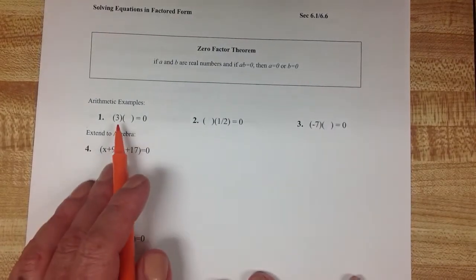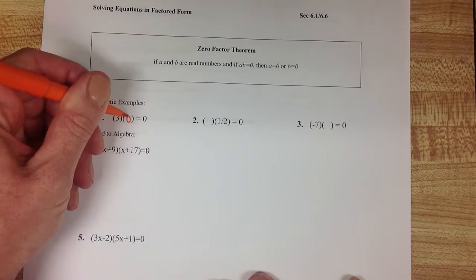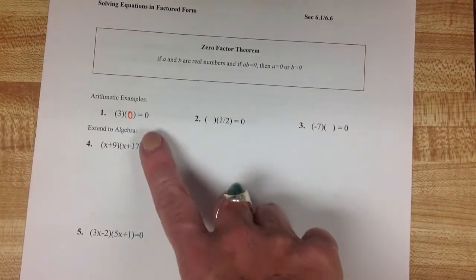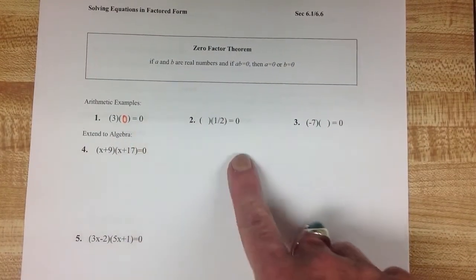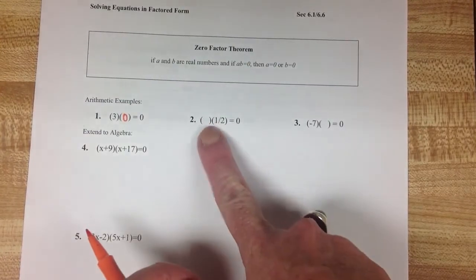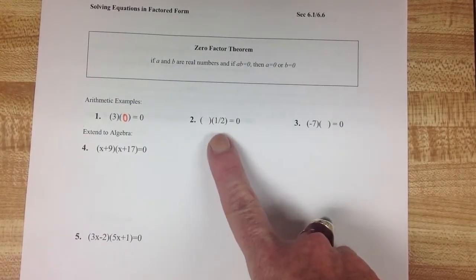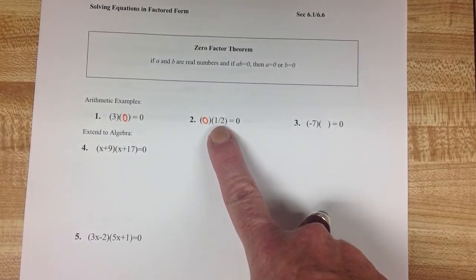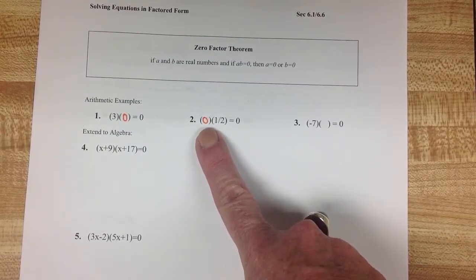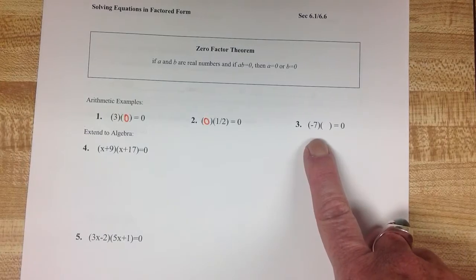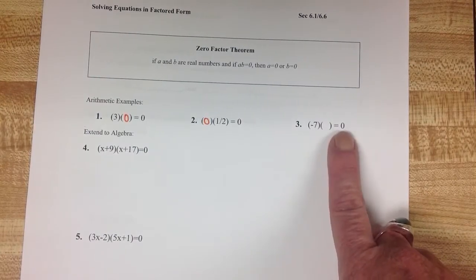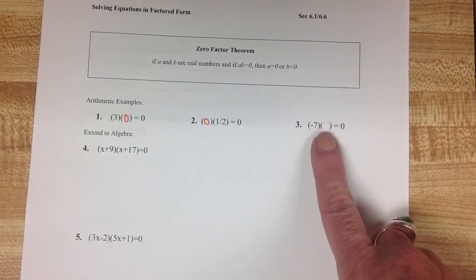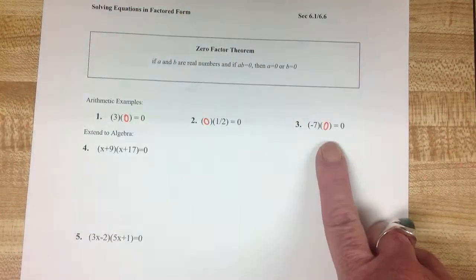So in this first example, 3 times 0 is what would give us 0 as our answer. The same holds true for fractions. In order to get this equation to be true, the number that the 1/2 is being multiplied by would have to be a 0. And the same is true when we're working with integers. If we want the answer to this equation to be 0, the only value that we can put in that blank spot is a 0.